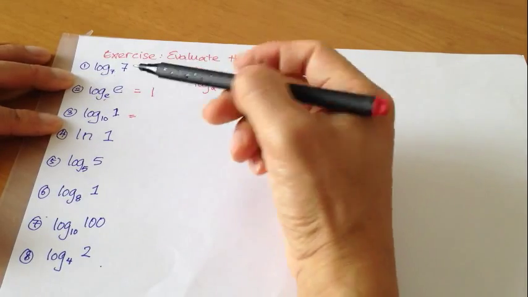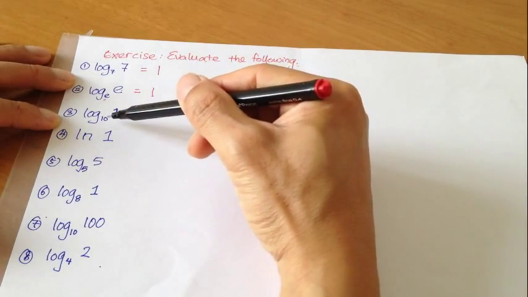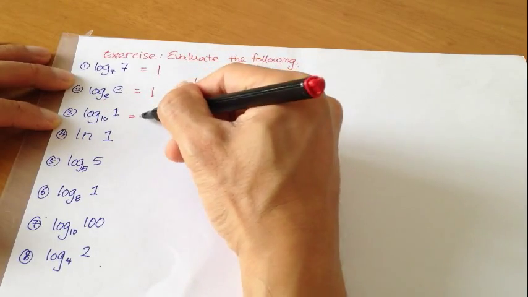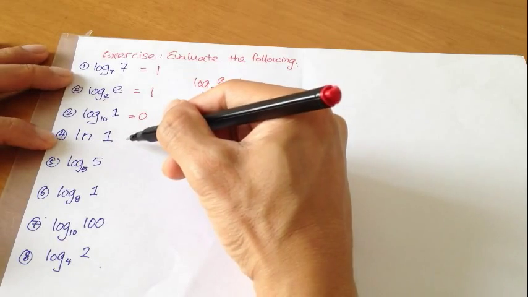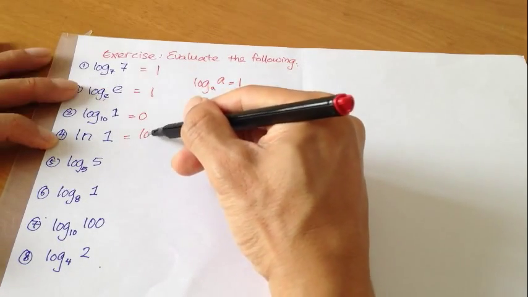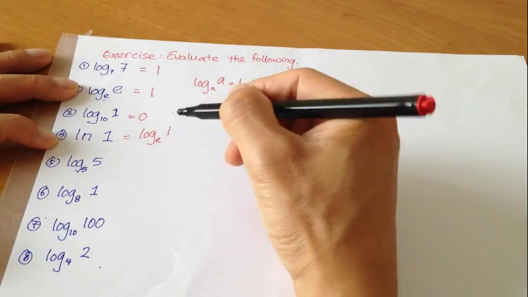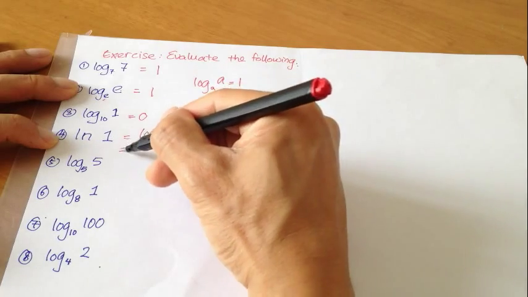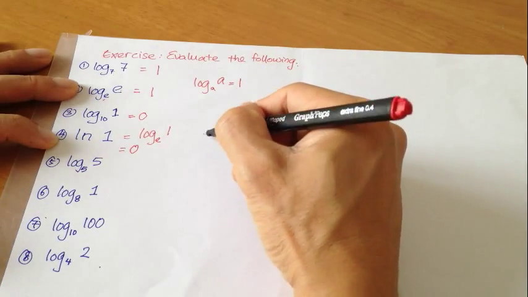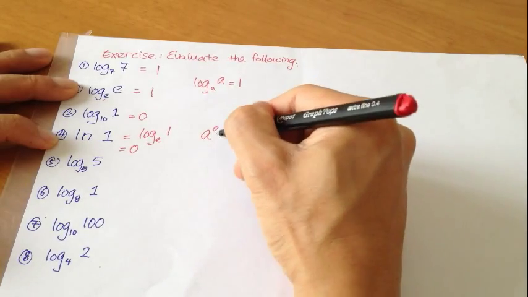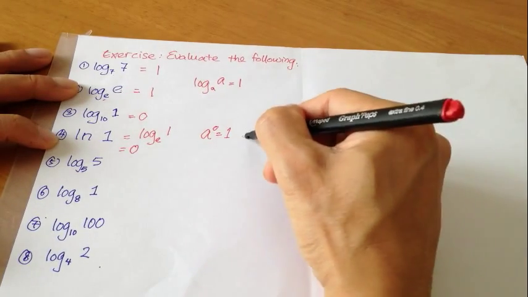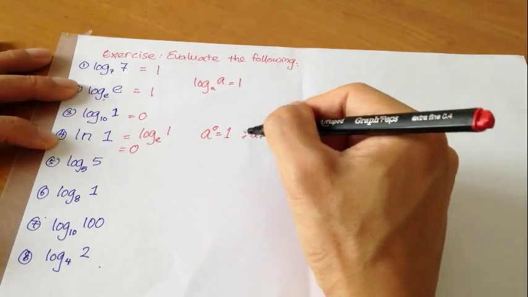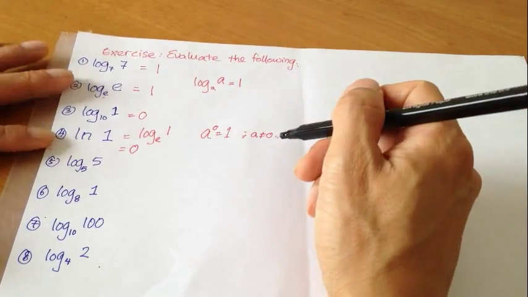And the next one, logarithm 1 base 10. How much 10 has to be raised to get 1? In this case it's 0. How about the next one, ln 1? That means basically logarithm of 1 base e. So it's how much e has to be raised to get 1. The answer again is 0. And this comes from a raised to the power of 0 is always equal to 1 as long as a is not equal to 0. In terms of logarithm, a has to be larger than 0.